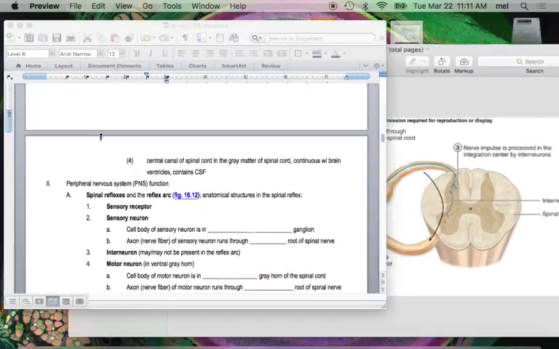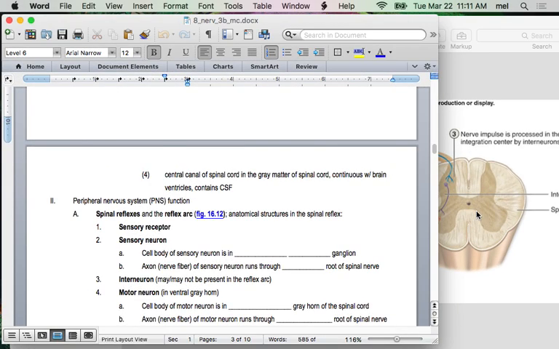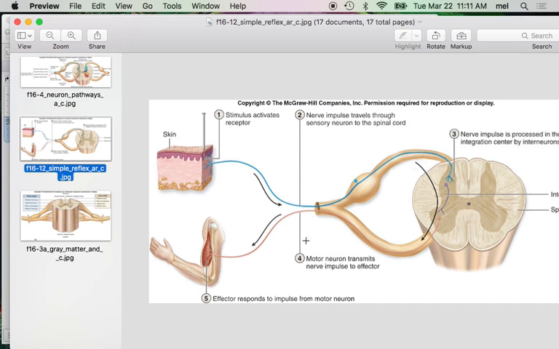All right. So the last thing that we're going to do today is to put this story together with some parts. I told you that this was a spinal reflex, right?